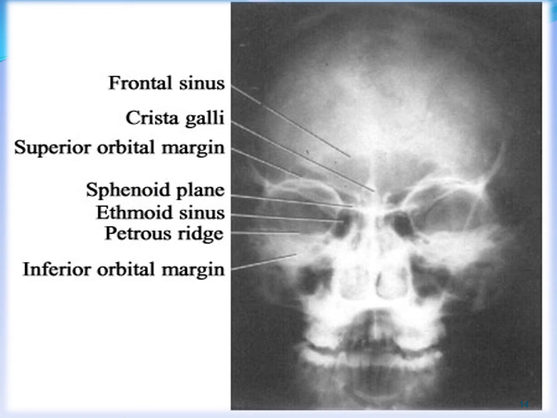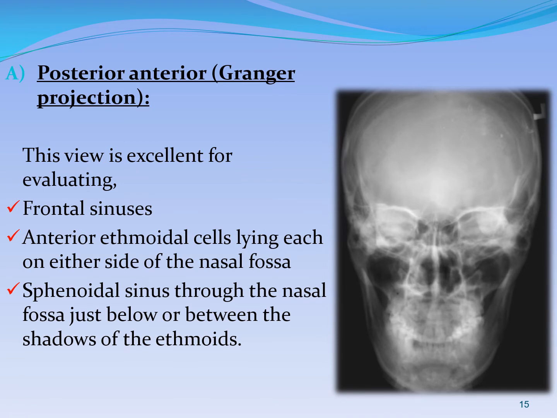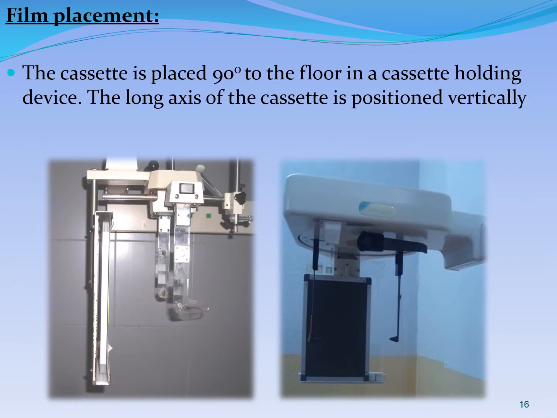This is how a PA view is seen. We can clearly see the frontal sinuses, which are the radiolucent area seen in the frontal bone. We have the orbits, we have the sphenoidal plane, the ethmoidal sinuses, the petrous ridge, and the inferior orbital margin. These are the maxillary sinuses. Next, you have the posterior anterior Granger projection. It is excellent for viewing the frontal sinuses, anterior ethmoidal sinuses, and sphenoidal sinuses.